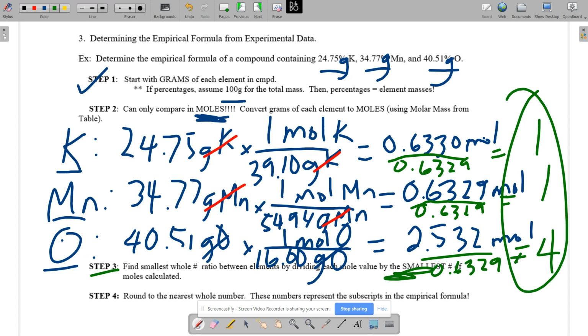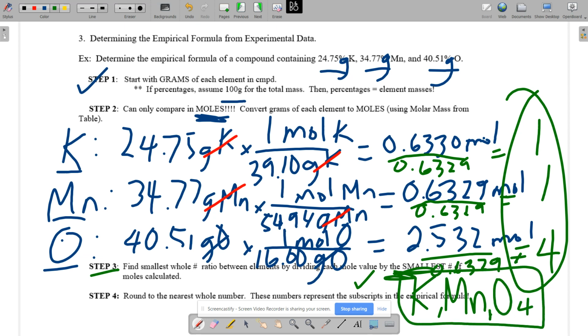So it says round to the nearest whole number. These numbers represent the subscripts in the empirical formula. So the formula for this compound would be K1, Mn1, O4, which actually, you could name that compound, that's potassium permanganate. MnO4 is one of your polyatomic ions.